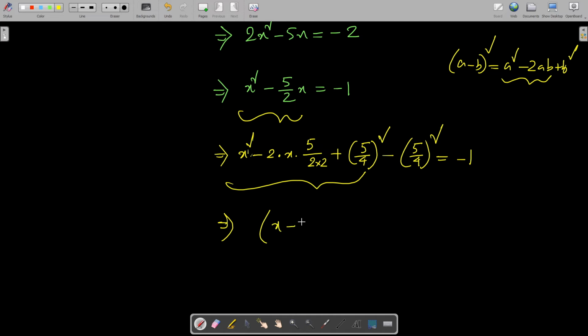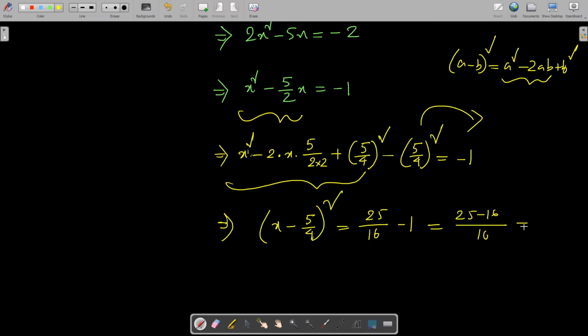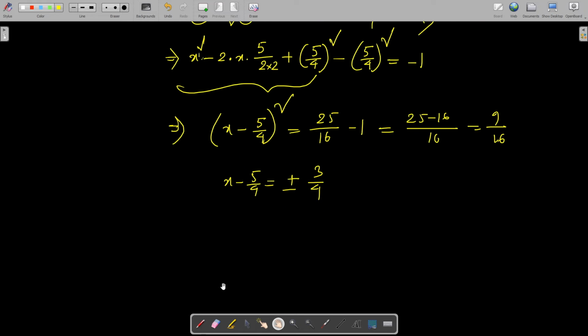This will simply give me x minus 5 by 4 whole square, and I'll bring it on the other side, so it will become 25 by 16 minus 1, which is equal to what? It is 25 minus 16 by 16, so it is 9 by 16. So if I take the square root, x minus 5 by 4 will be equal to what? Under root 9 by 16 is root 9 over root 16, which is 3 by 4, right?